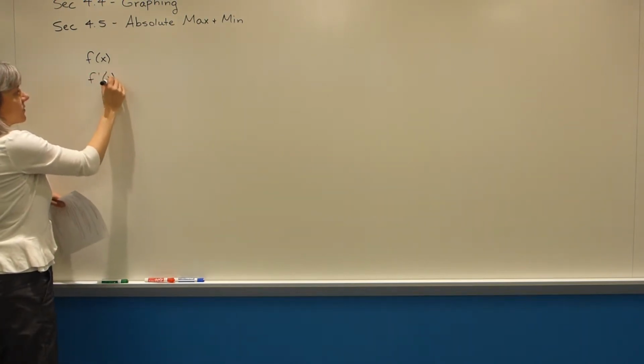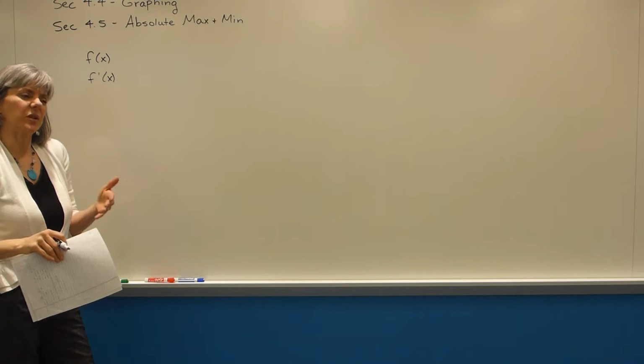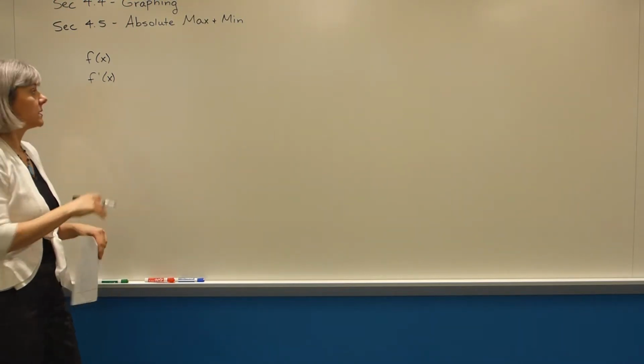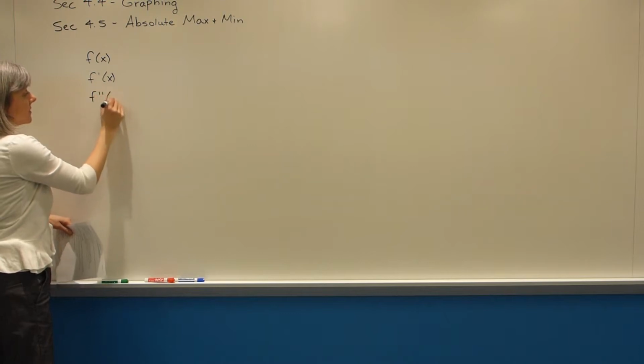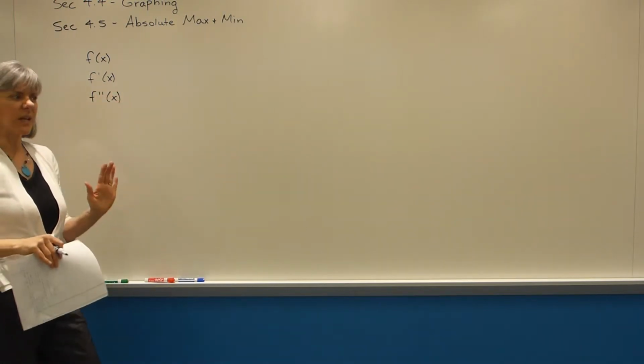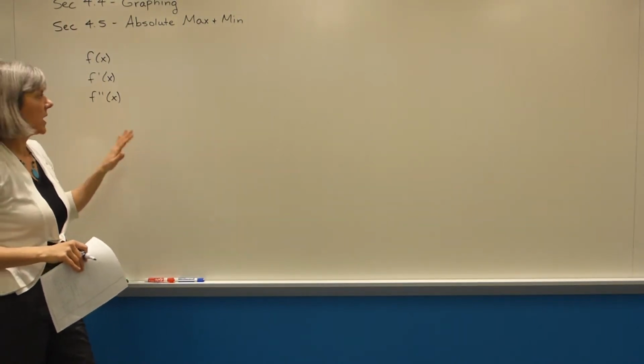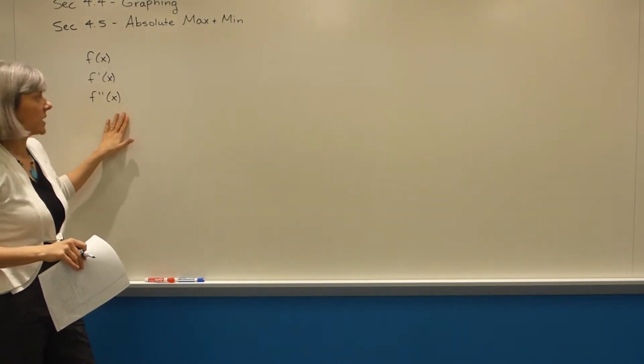We can get information from f prime. That tells us what the function is doing. Is it going up or down? So we can get increasing, decreasing, and max and min. And then, from the second derivative, we get a sense of how it curves. It's not just going up, but maybe it bends a little. So we can get concavity and points of inflection here.